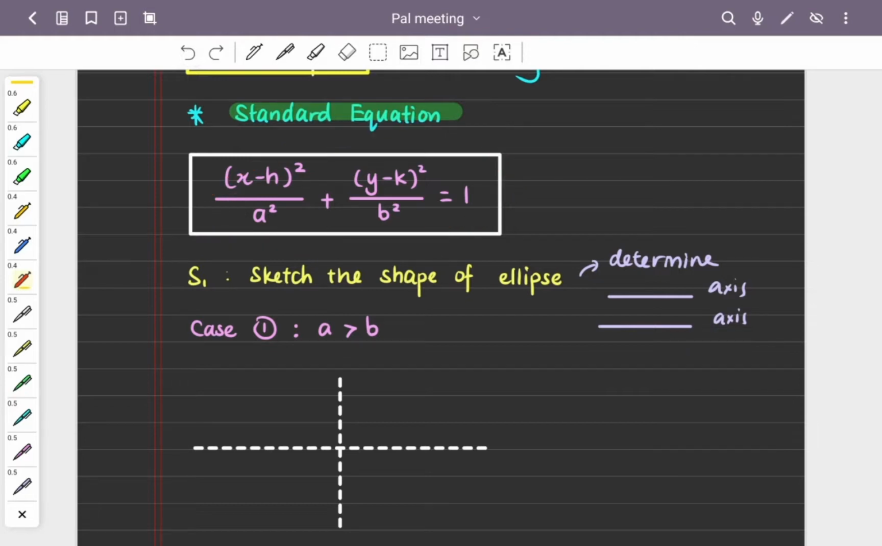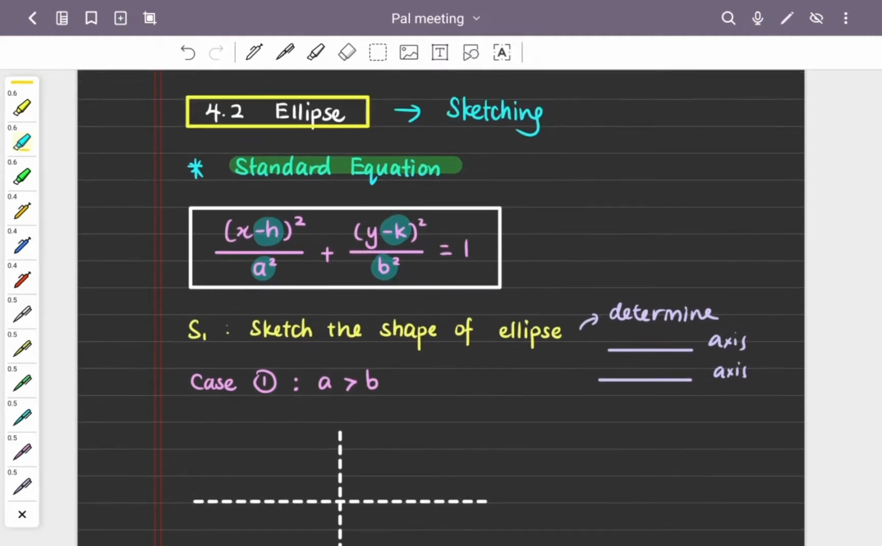So what is important in the standard equation? First thing first, you need to make sure your right hand side always equals 1. If it is not equal to 1, you have to do division, or anyhow make it become 1. The information that we can extract from the standard equation is the H, the K, the A, and also the B. All this information will be needed for us to sketch the graph.